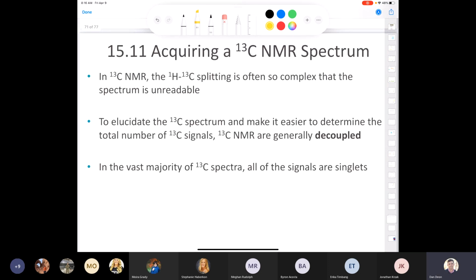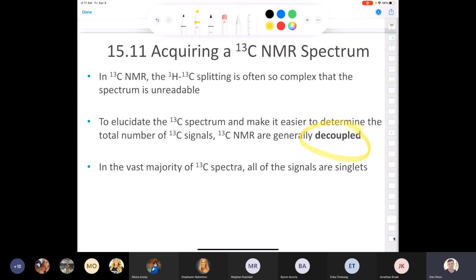So there is splitting between carbon-13 nuclei and protons. However, normally the splitting is not just between neighboring protons. It can be to protons that are 2 and 3 carbons away. So then you just end up with something that is really complex and basically becomes unreadable. So what we do is we run what's called a decoupled spectrum. And all that means is that each unique carbon signal will produce a singlet. It means nothing fancier than that.